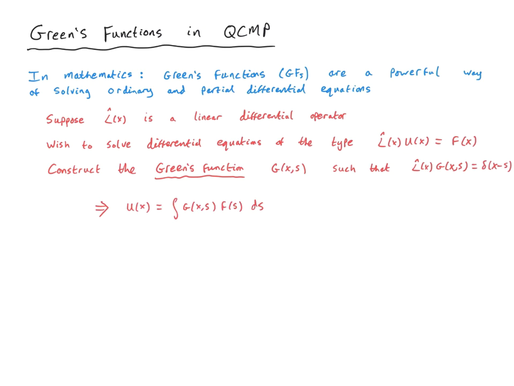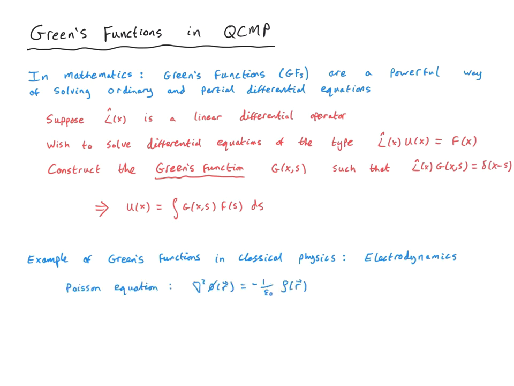By multiplying both sides of this equation by f of s, and then integrating over s, we then easily obtain a solution to u of x. So if we know the Green's function, g of x and s, we can easily find solutions to differential equations of this type. Some of you may have already encountered Green's functions in the context of classical physics. In particular, it's widely used in the theory of electrodynamics.